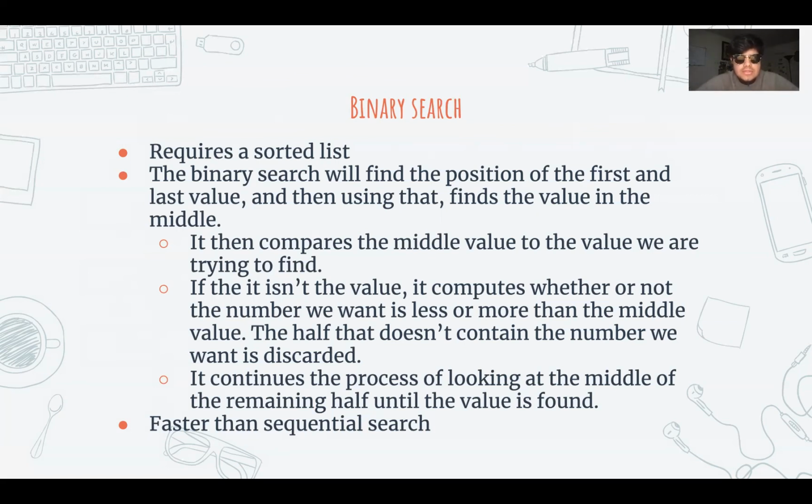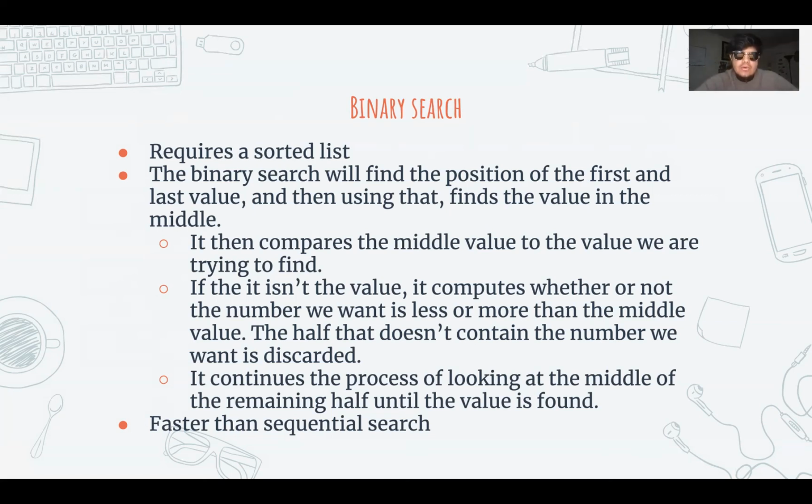So the binary search will find the position of the first and last value, and using that, it calculates the position of the middle value. Then it does three comparisons depending on which one of them is true and which is false. It might do one comparison, might do all three. It's going to see first: is the middle the exact value? If we're trying to find a value, is the middle the value that we have? If it is, then it's going to return that position, because we found the value on the first attempt.